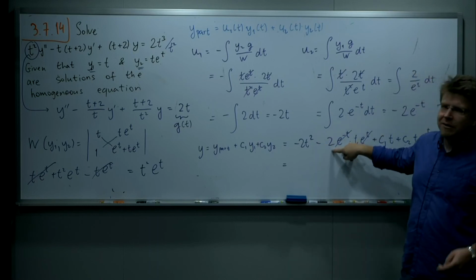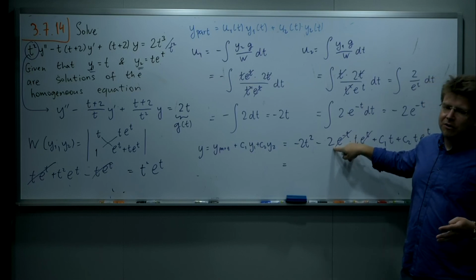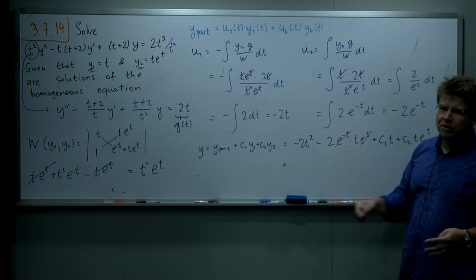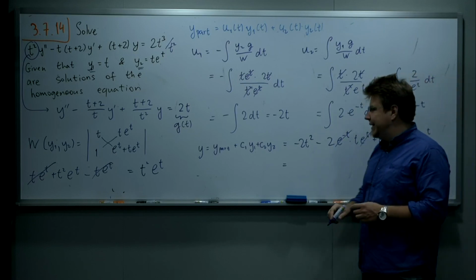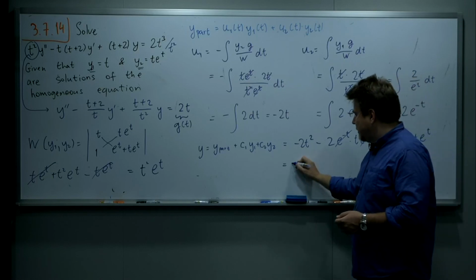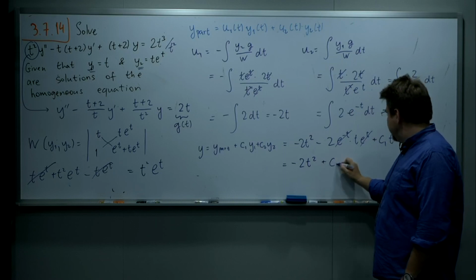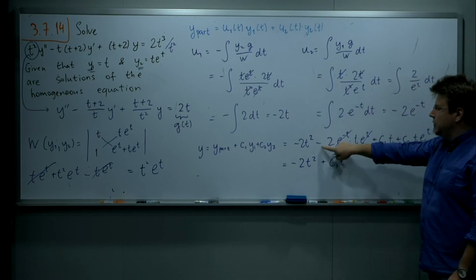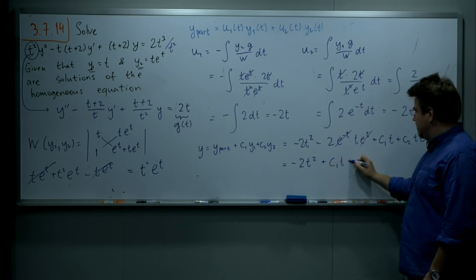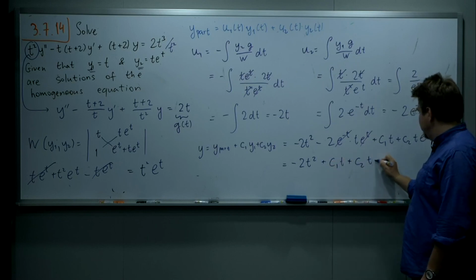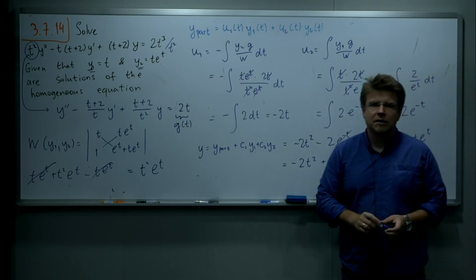So again, this term belongs to the solution of the homogeneous equation, which means that we don't really have to mention it at all, right? So the final answer is minus 2t squared plus c1 t. Again, I did not write minus 2t because this minus 2t is already included here. So plus c2 t e to the t. And this is the final answer.